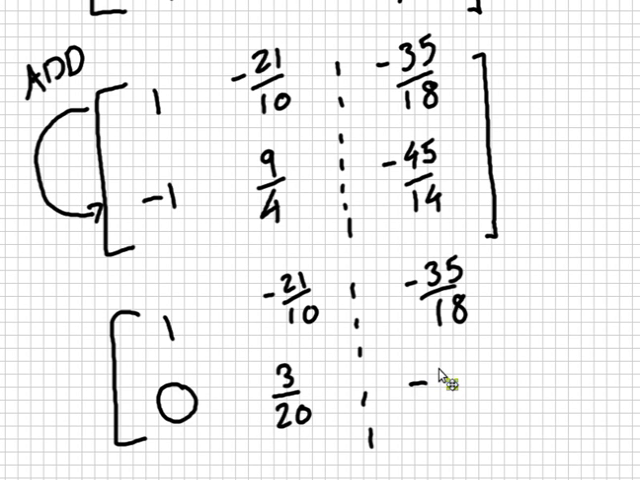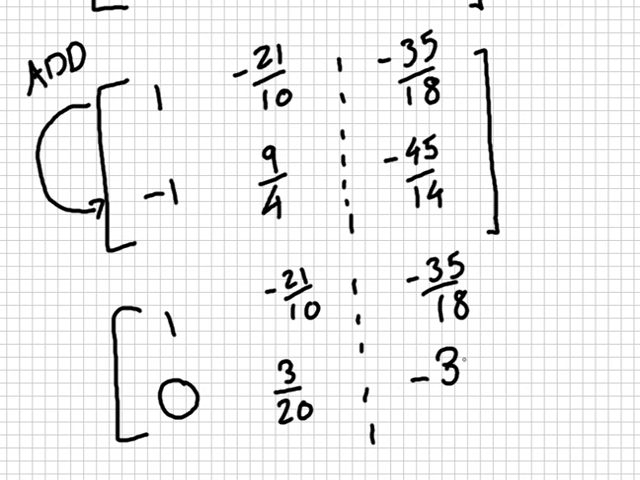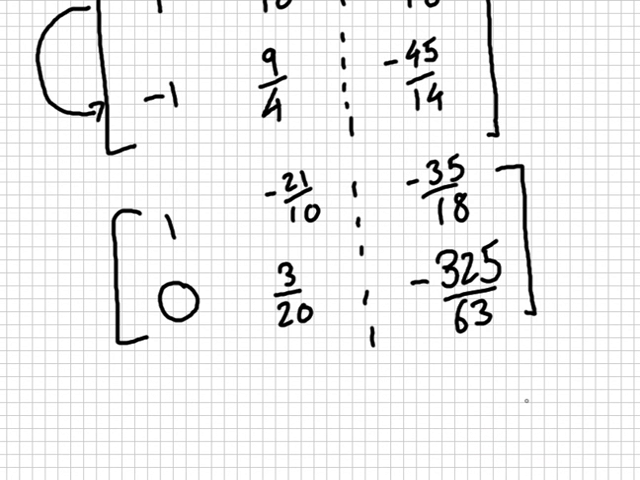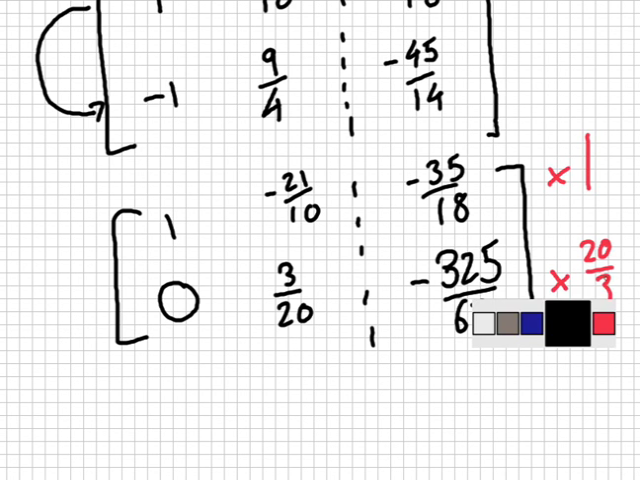Negative 325 over 63. Okay. And now the very last thing to do is I want to multiply again, and this time I want to make this number here 1 again. So this is fine. I can keep this the same. What should I multiply here? 20 over 3. So if you still have this answer on your calculator, can you multiply it by 20 over 3?